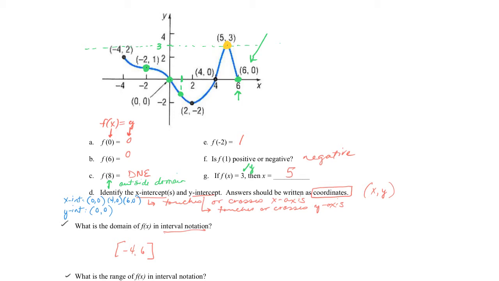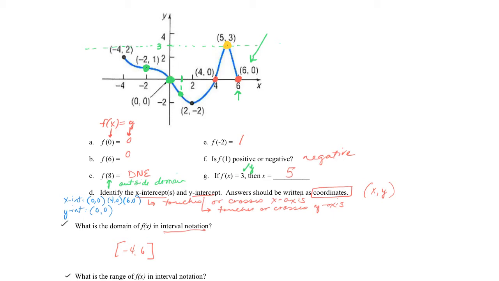For part D, identify the x-intercepts and the y-intercepts. So x-intercepts, remember, are where we touch or cross the x-axis, so I would have 1 here at, let's use a different color, 0, 0. I would have 1 at 4, 0, and then of course another one at 6, 0. Those are my x-intercepts. My y-intercept is where I touch or cross the y-axis, so that value would be at 0, 0. So again, the 0, 0 are the same points. They're both x, y coordinates.